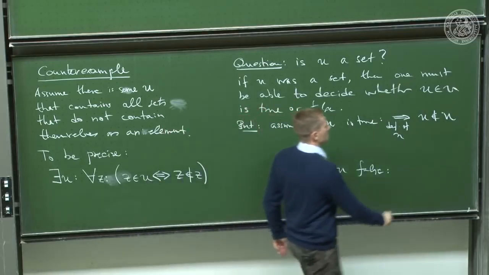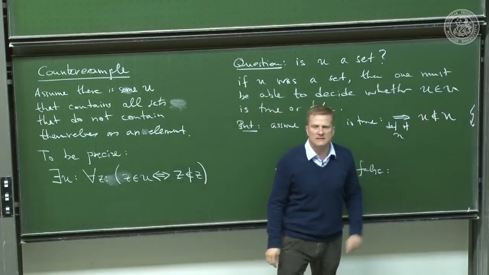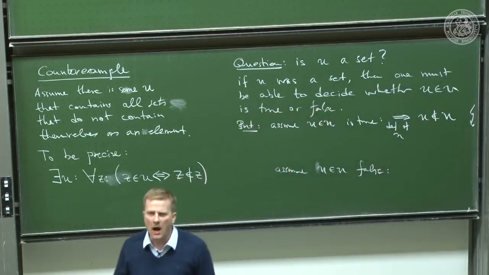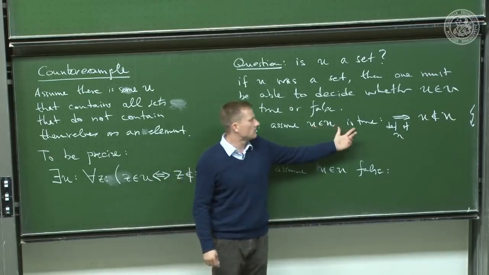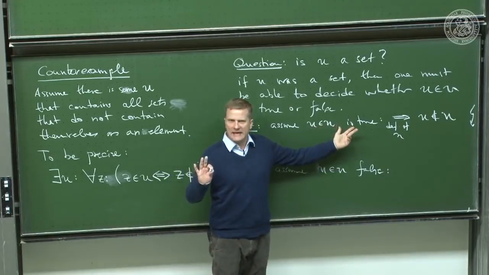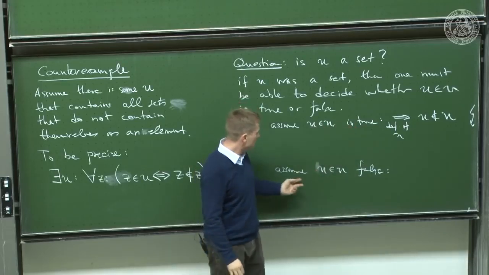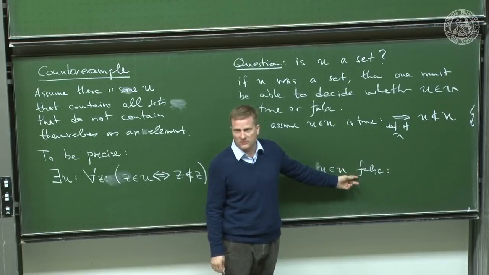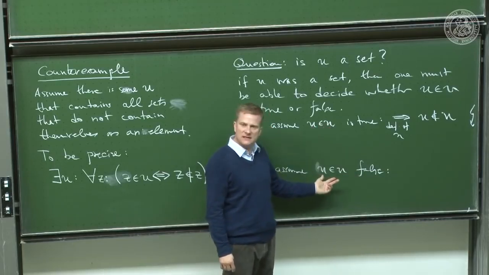That's a contradiction. So we assume U is in U. It implies U is not in U. Aha. What does that mean? Well, it means that this assumption cannot be true. Not a problem yet. If that's not true and it's a proposition, then it's probably false. No, it's not probably false. It must be false if U in U is a proposition. So let's investigate that case.